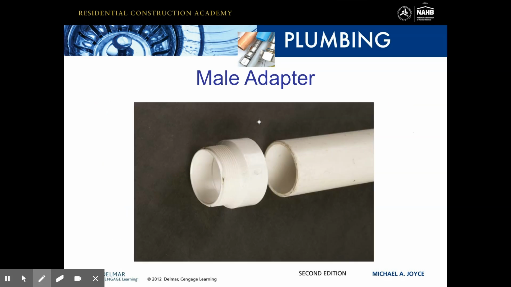Now this is an example of the PVC male adapter, and the ones that we use in class will be for copper, so they look similar. They have the same function, it's just a different material and different size.